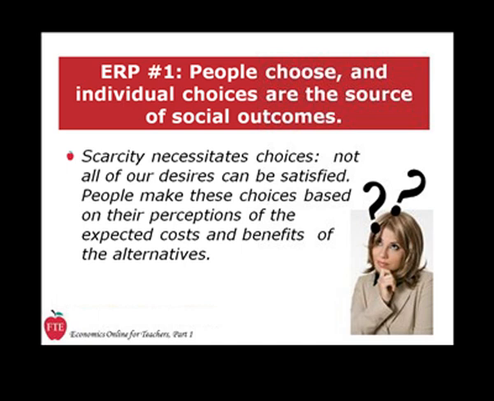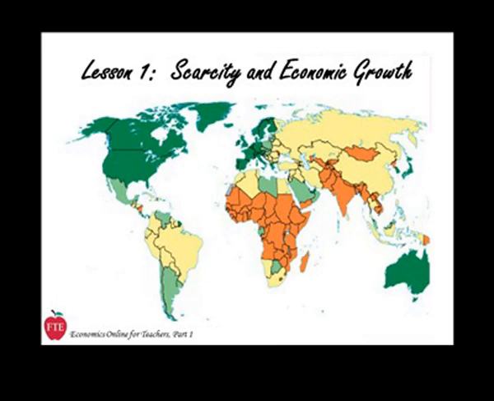Social phenomena aren't caused by ethereal forces out there somewhere. They're the results of choice, our choices, whether we're acting individually, in groups, as business people, or even as citizens and government officials. In EOFT 1, the social phenomenon we're going to look at is the paradox of wealth and poverty in the modern world.